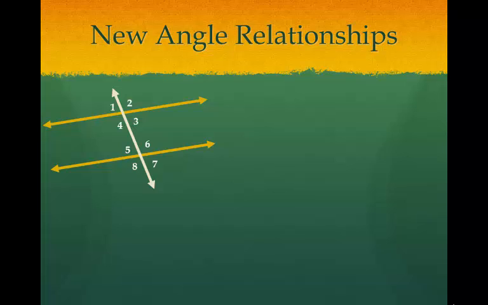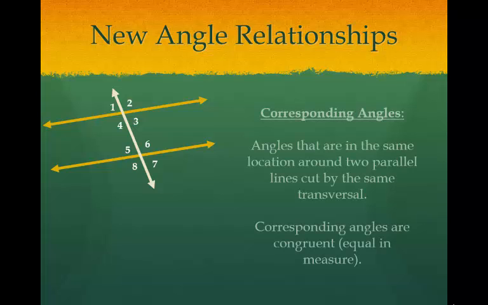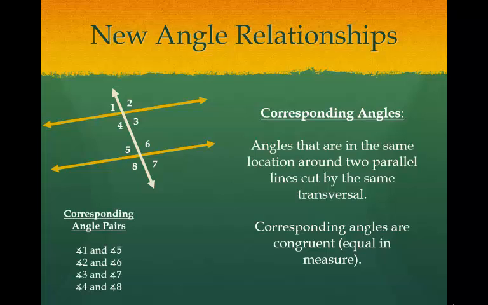Okay, so now that we know how to find the angles around two parallel lines cut by a transversal when we're given one angle, let's define all the different angle relationships that are formed in these situations. We've already talked about the first relationship, which is corresponding angles, or angles that are in the same location around two parallel lines cut by the same transversal. In our diagram, the corresponding angles are angles 1 and 5, angles 2 and 6, angles 3 and 7, as well as angles 4 and 8. We can also determine from this that corresponding angles are congruent, meaning they are equal in measure.